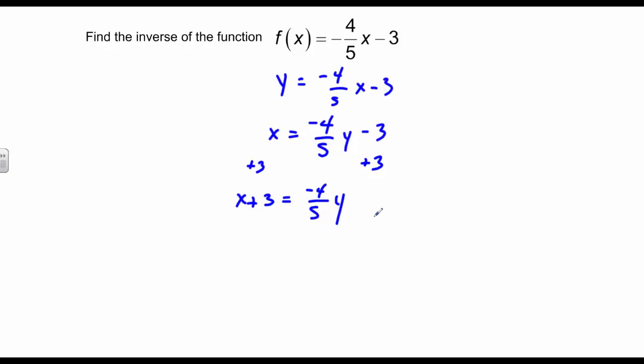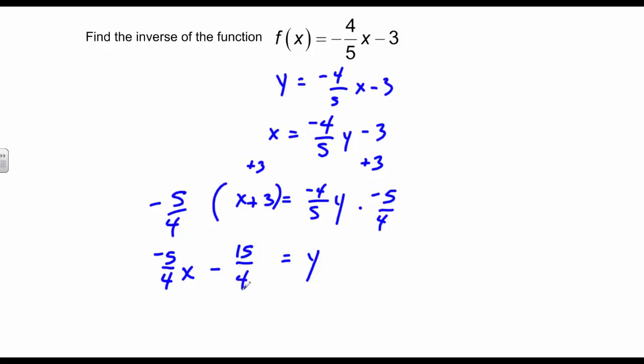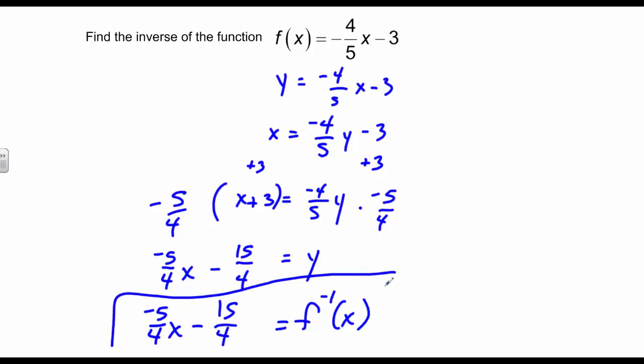Multiply by the reciprocal on both sides. We want to multiply both sides by 5/4 of the negative type, and I get y equals negative 5/4 x minus 15/4. Replace the y with the inverse notation, and we get negative 5/4 x minus 15/4 is equal to the inverse.